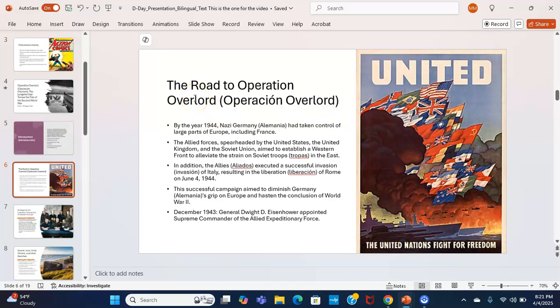The Road to Overlord. By 1944, Nazi Germany had occupied much of Europe. The Allies planned a second front to relieve pressure on Soviet forces who were fighting the Germans in the east. The key events included the liberation of Rome and the appointment of General Dwight D. Eisenhower as Supreme Commander of the Western Allied forces. Using bilingual vocabulary, we present terms like troops or tropas, Germany, Alemania, and liberation or liberación. I also included aliados in there too.